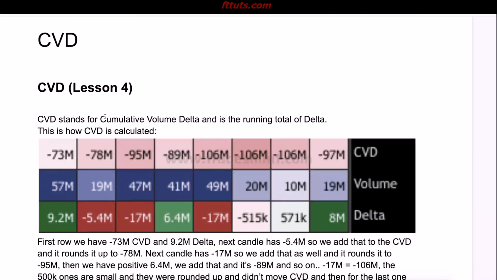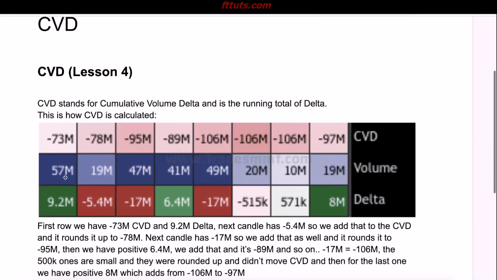All right, y'all. In this session, we are going to be going over CVD, and this is going to tie together some of the loose ends from the last session. CVD stands for cumulative volume delta, and it's the running total of delta. It's very much related to delta, and here's how we calculate it, okay?